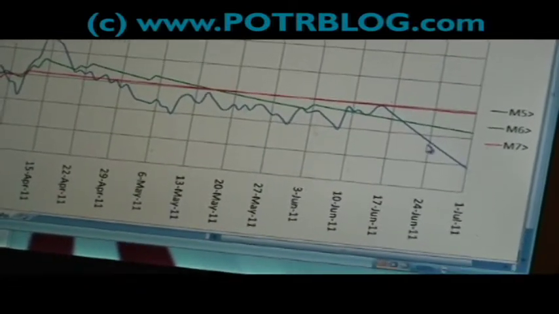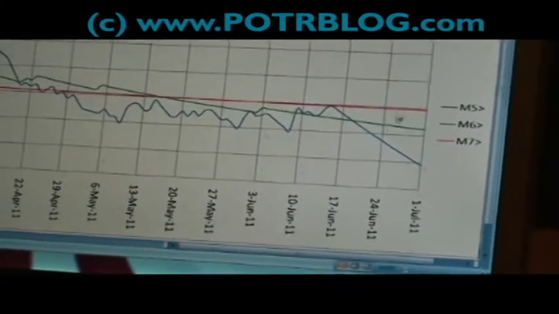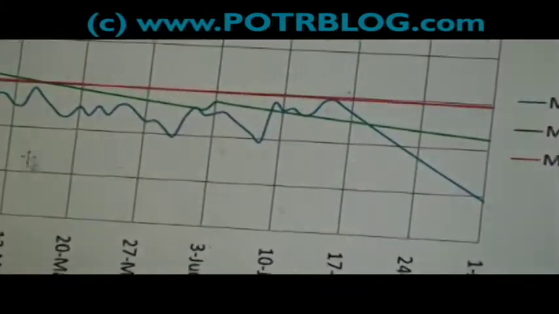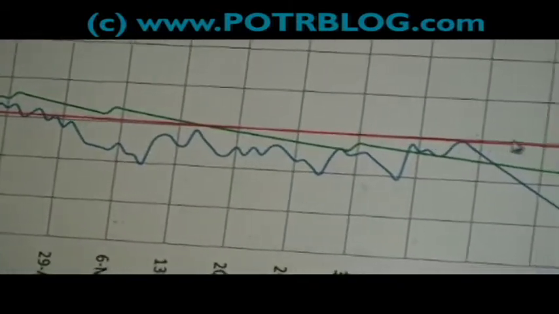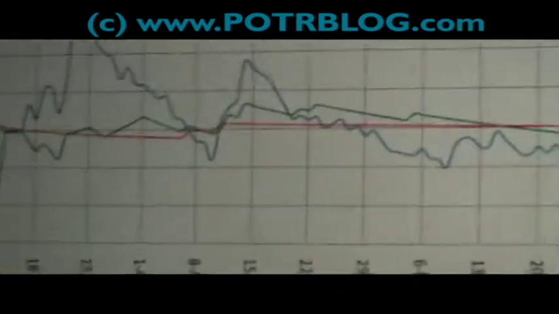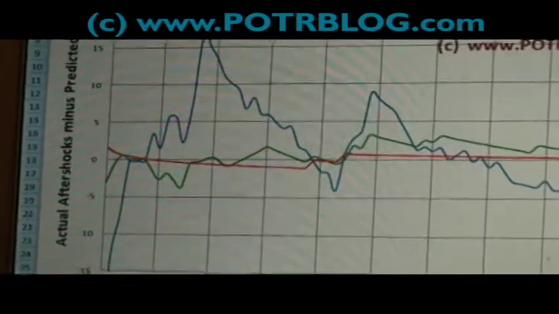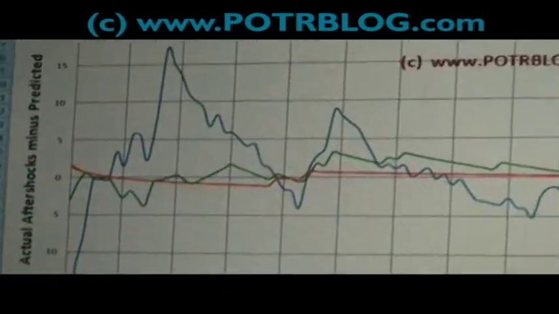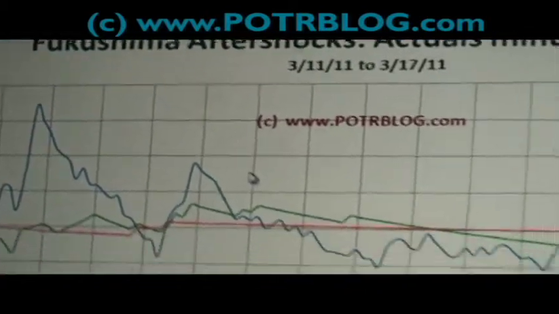Now this blue line is the magnitude 5 to 5.9 shocks. The red line is the magnitude 7, and you can see we've had several magnitude 7s, and we're not expecting any. Actually, if you take this out, it doesn't get down to 1 expected until roughly December 7th of 2011. And then the green line is the magnitude 6 shocks.